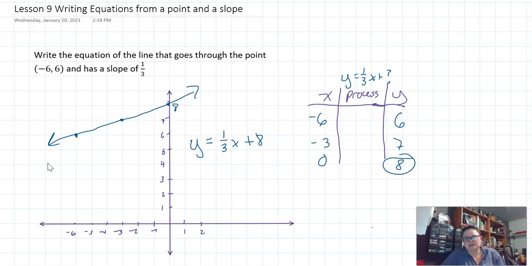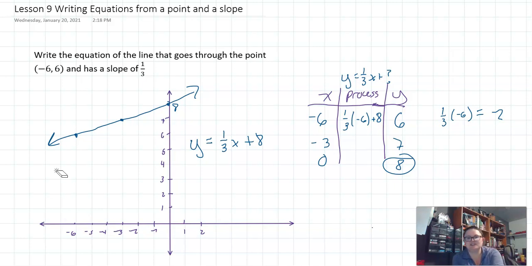Or you could look at this table and see, okay, I'm going to have to do 1/3 of -6, and then add something to that, and I don't know what it is. Well, 1/3 of -6, if you put that in your calculator, is going to give you -2. Well, what do I have to add to -2 to get 6? Well, -2 plus 8 is 6. So that's one way to think of it, just backwards thinking. I know my slope is 1/3, so my equation is going to start with 1/3 x. What do I have to add to make it work? If I put -6 in, I get 6 out.